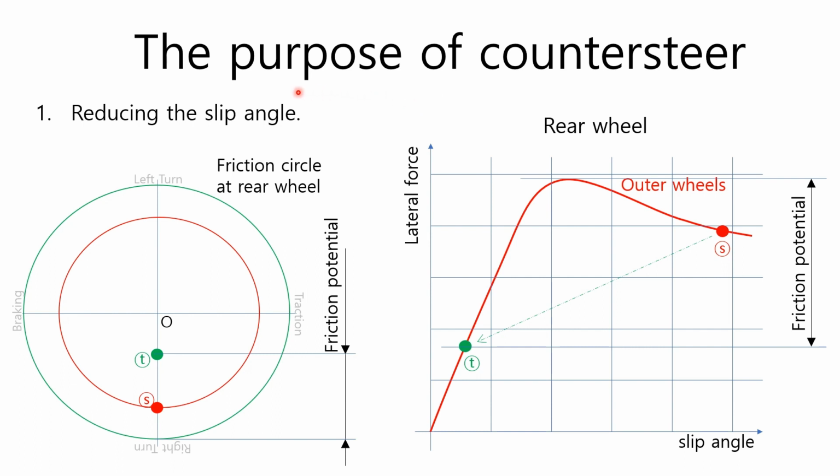First, by reducing the slip angle, the friction potential is secured. As shown in the figure on the right, if the slip angle in the operating state S is reduced to the slip angle in the operating state T, the friction potential can be secured as shown on the friction circle in the left figure.